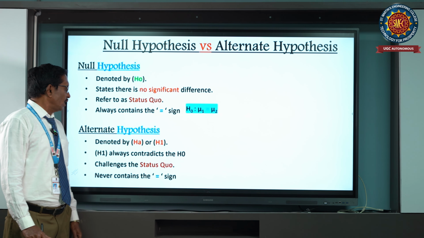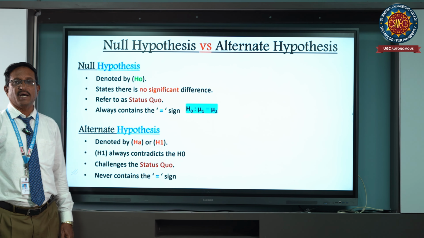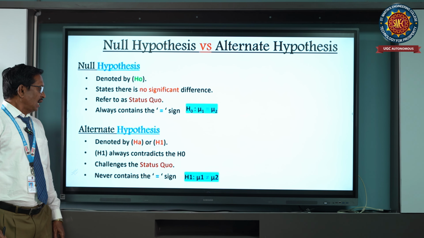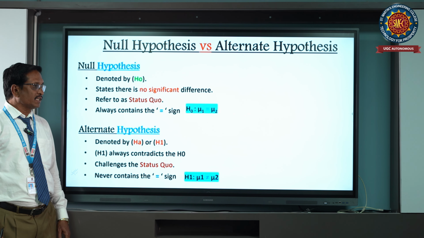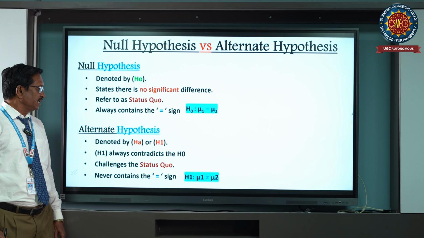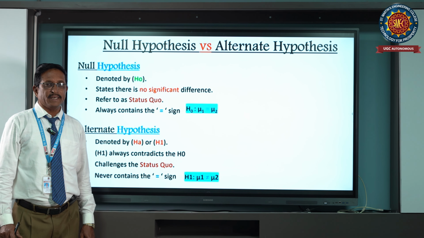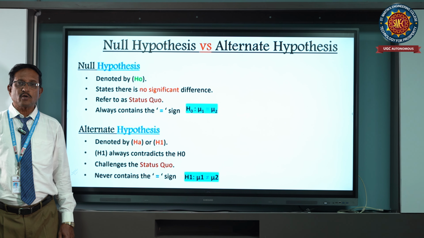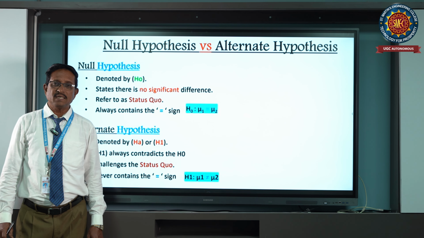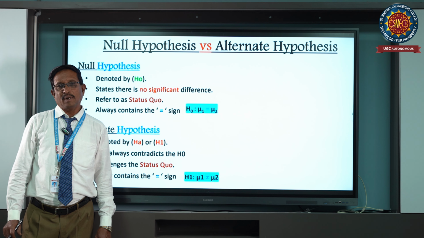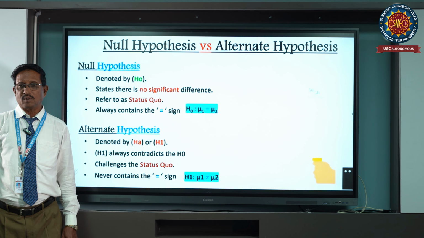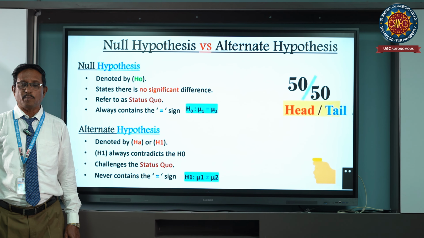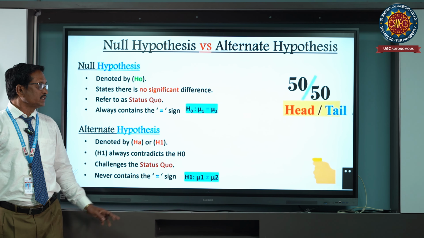Next is the alternative hypothesis, denoted by H1. It is always against the null hypothesis and challenges the status quo. So it has a not-equal sign: H1 such that mu1 is not equal to mu2. Not equal means it is two-tail, either less than or greater than. Sometimes alternative hypotheses are one-sided or two-sided. This is a two-sided alternative hypothesis.